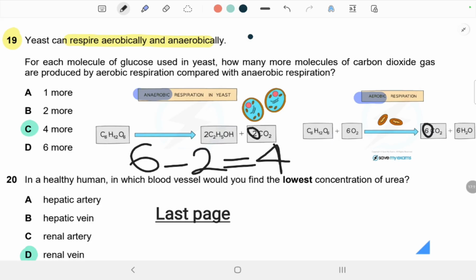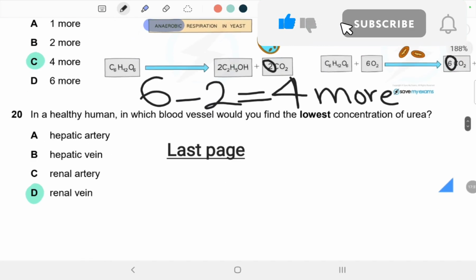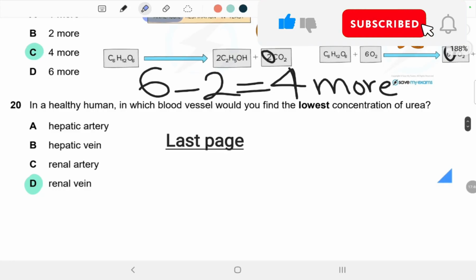And the examiner told you here that it is compared aerobic respiration first with anaerobic respiration. So the answer will always be on the positive side, not the negative side, because you start with aerobic first. So 6 carbon dioxide molecules on the aerobic side minus 2 carbon dioxide molecules on the anaerobic side is equal to 4 more carbon dioxide molecules, and I hope that it is made more clear.